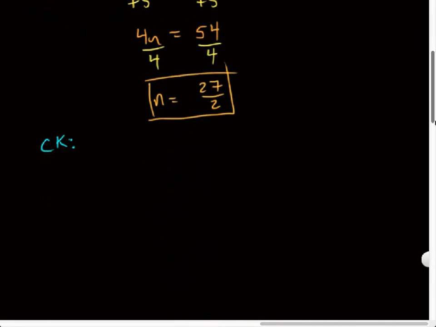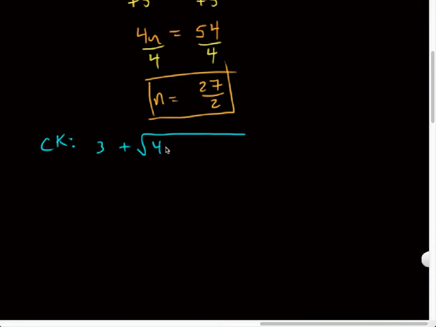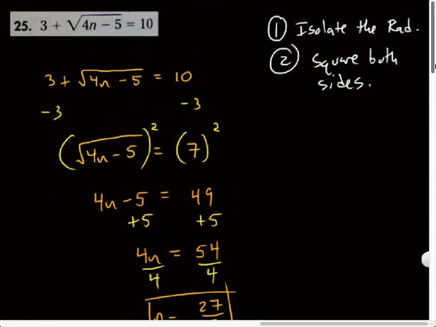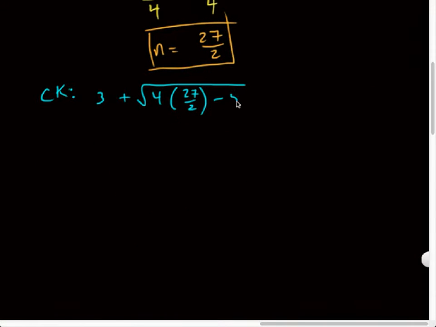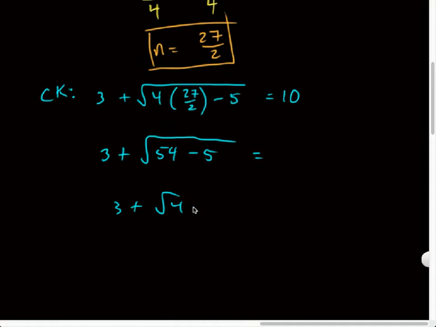So I'm going to do 3 plus the square root of 4 times n. N is the 27 halves. Minus 5 equals 10. So let's see if this works out. So 3 plus the square root, 4 times 27 halves. Well, 4 divided by 2 is 2. 2 times 27 is 54. Minus 5 equals, that's 3 plus the square root of 49. That's 3 plus 7. That's equal to 10 if I ever heard it.